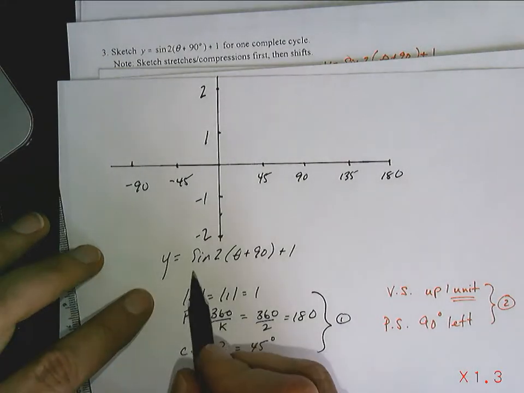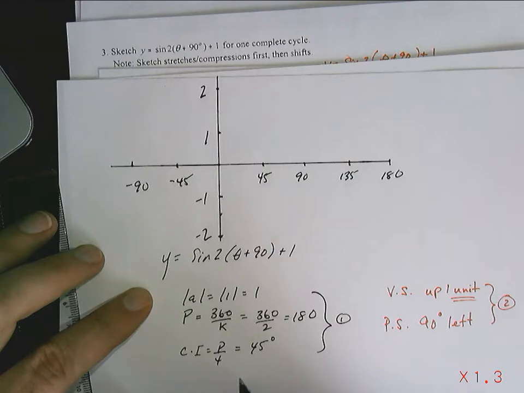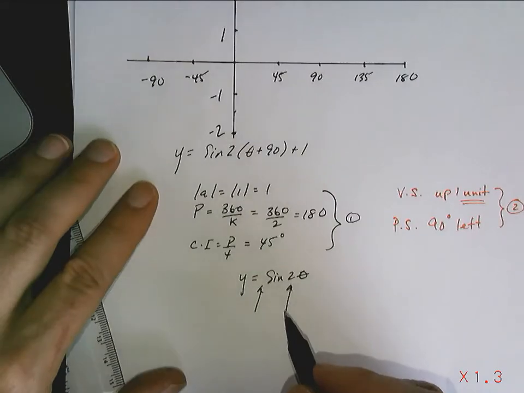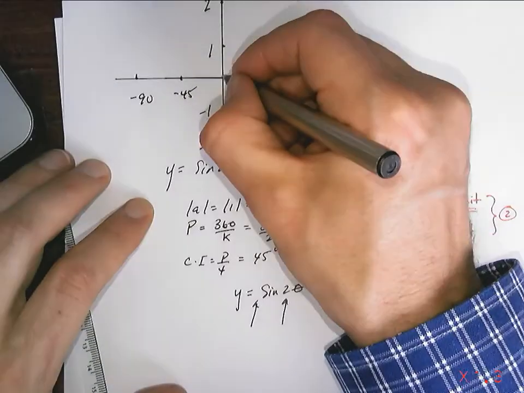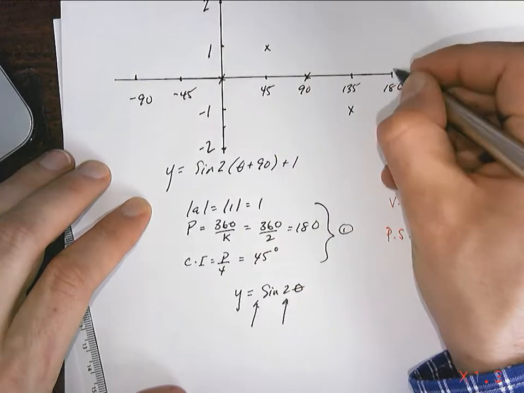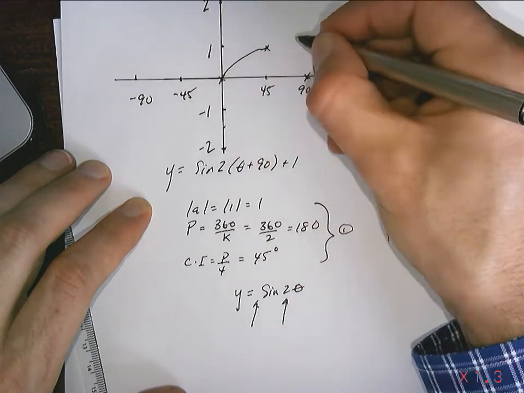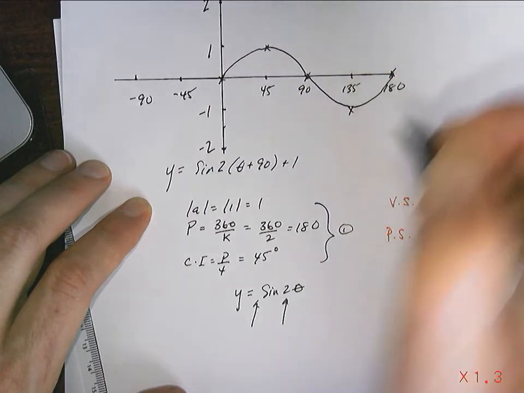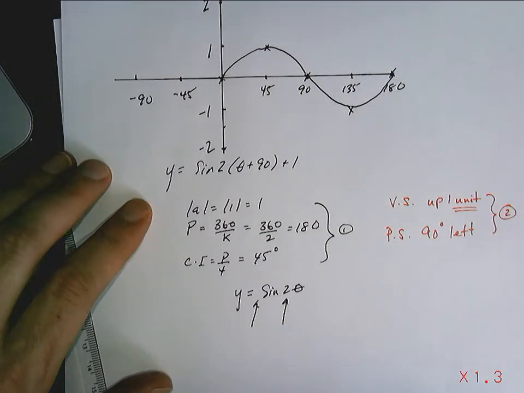My first curve is this one. It's going to be y equals sine 2 theta. I'm going to do the horizontal compression. There is no vertical stretch. That's what I do first. So it's going to be here, here, here, here, and here. That's my horizontal compression. You can see it in the scale only, not in the shape.